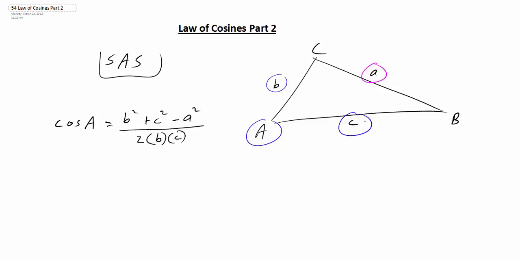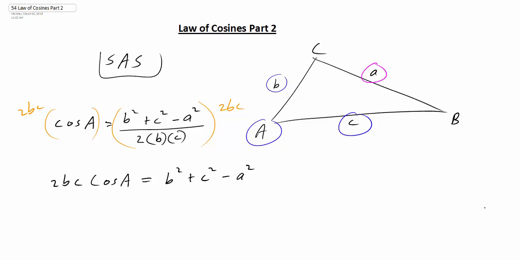So if you're given side, angle, side, then the side that you're going to have to find first is the side that is opposite of the angle that's given to you. So all we have to do is rearrange this, and we'll come up with the formula that we can use. The first step is we want to get the 2bc off the bottom. So we're going to multiply both sides of the equation by 2bc, and we would end up with 2bc times the cosine of A equals B squared plus C squared minus A squared.